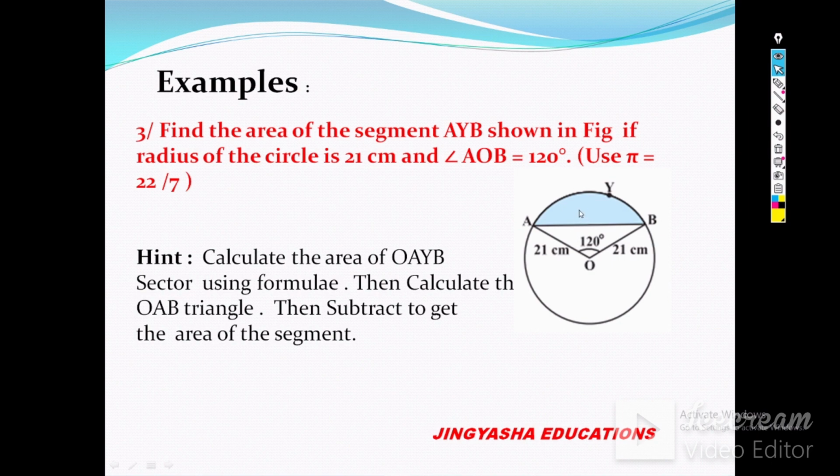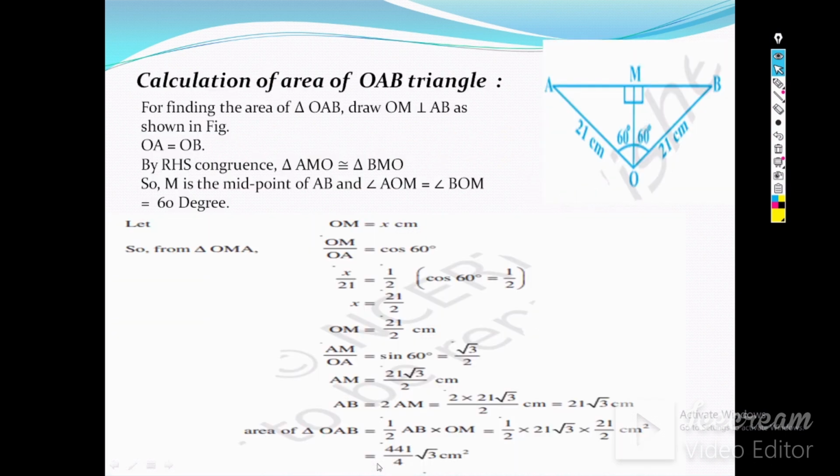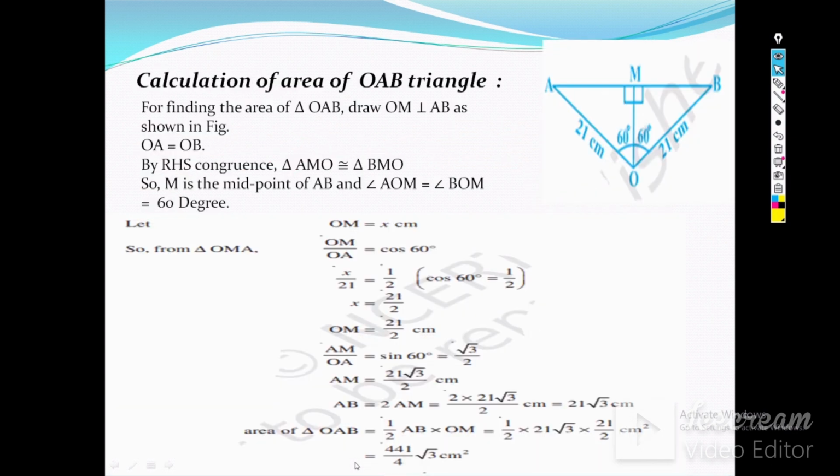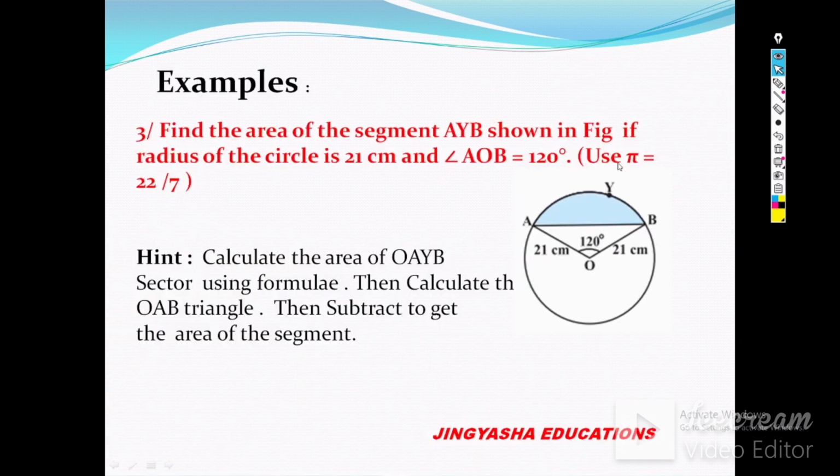Once you know all the sides of the triangle, you can always calculate the area using the formula, right? Now see, here it is written how to get the area of this triangle AOB. Just go through that. It is just the application of trigonometry. And let me just give you a short brief.